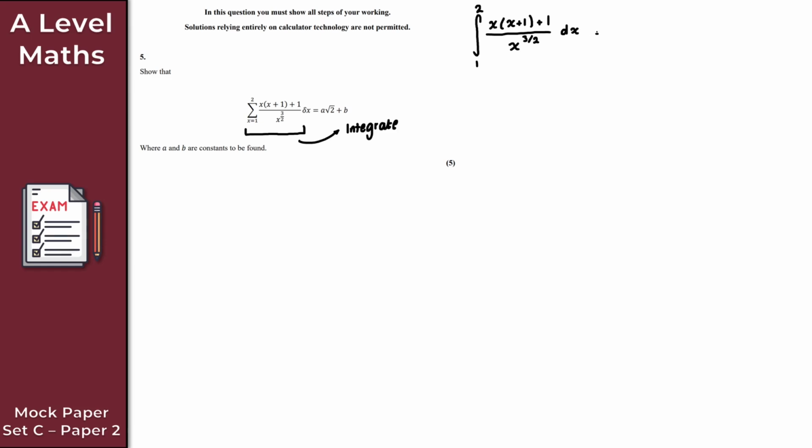To begin with, let's simplify the numerator. Let's expand out and add these two terms together. So what I've got is x squared plus x plus 1 all over x to the 3 over 2. Again, we're integrating with respect to x, and our limits of integration don't change, so from 1 to 2.